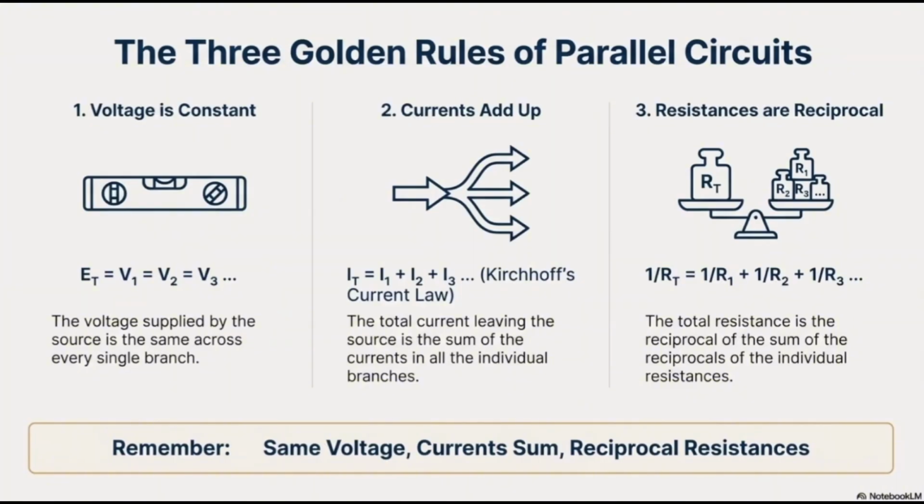So, the three golden rules about the parallel circuit. The very first one is that voltage is constant: the voltage of your source is the same as the voltage of all of those branches.